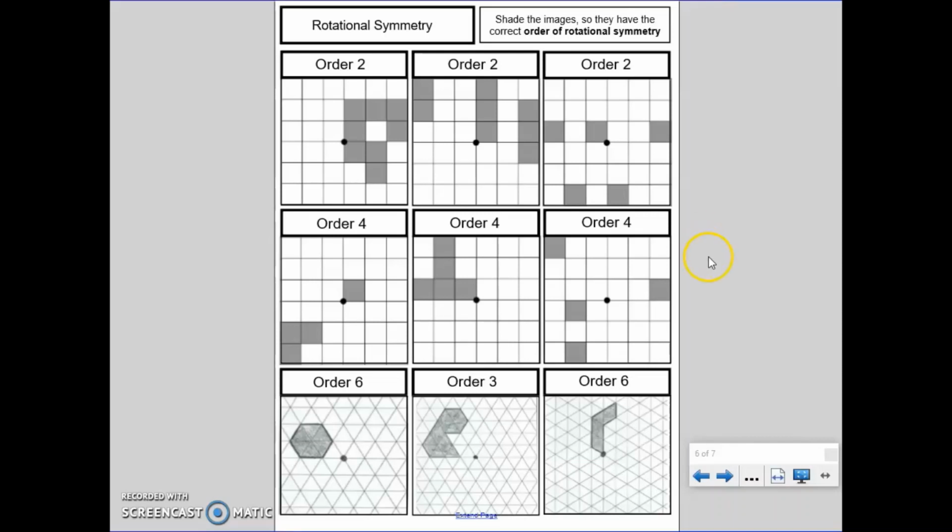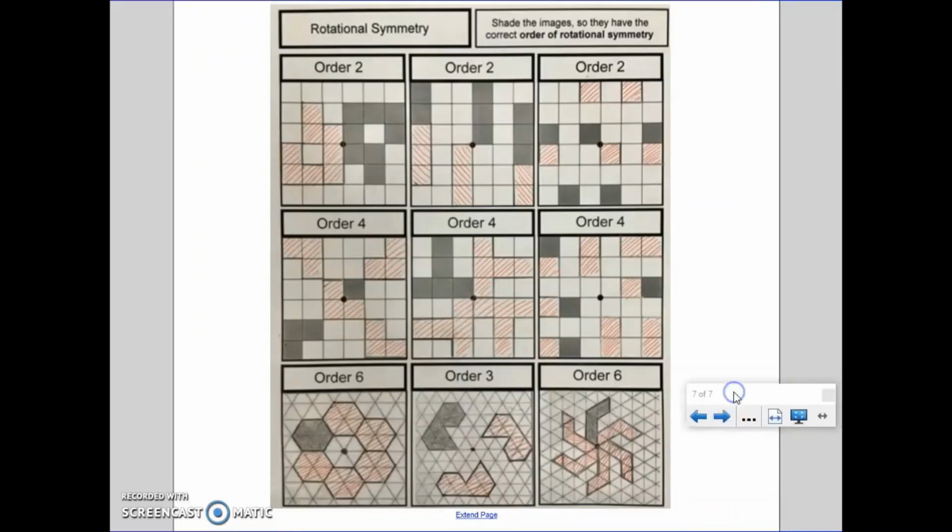Okay, welcome back. So my answers to this task. Hopefully you were able to draw out the original question, which is the grid squares or the grid triangles, and then you're adding your own shaded shapes. I've added it in red, so it stands out and it's easy for you to see.